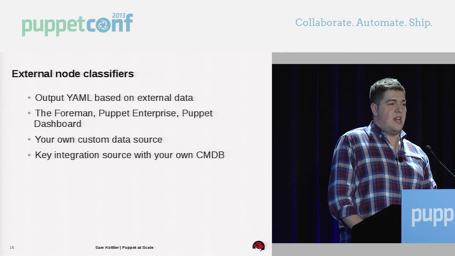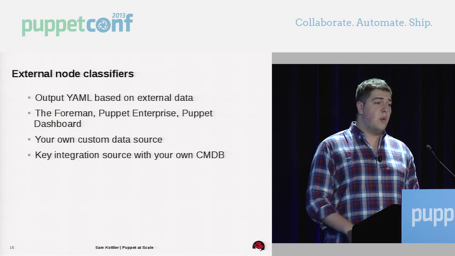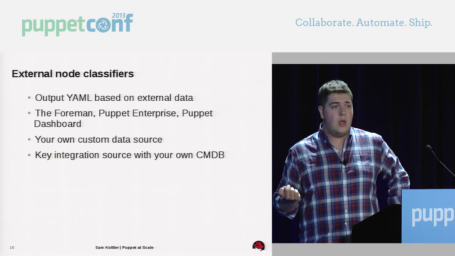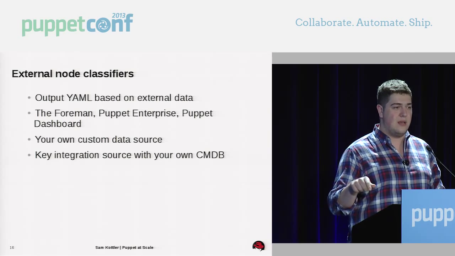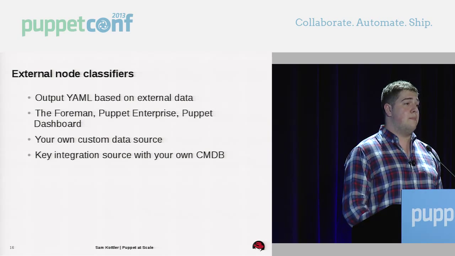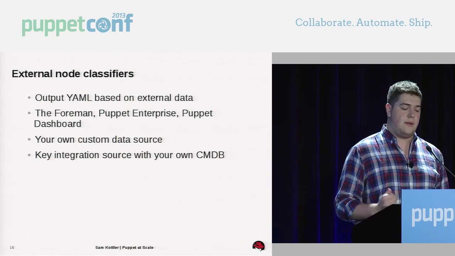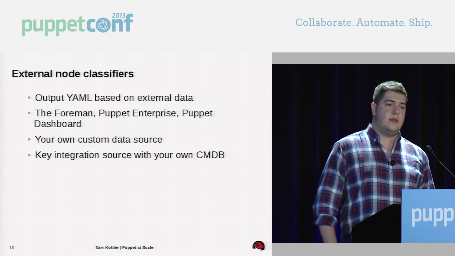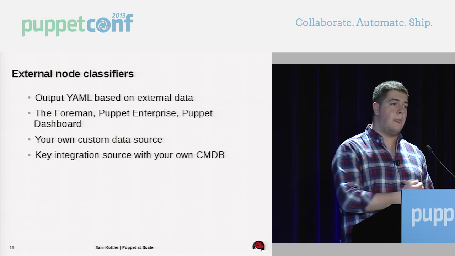Puppet Enterprise, the Puppet dashboard, and Foreman are all good examples of ENCs. What they let you do is manage stuff externally. So if you have your own CMDB, for example, you have people in your data center who are typing MAC addresses into some system, and you want to get data out of there and then feed it into Puppet. Say you want to add params to classes based on data that you store externally. ENCs are the way to do that. As I said, it's just your own data source. And obviously, it's a key integration point if you have an external CMDB.